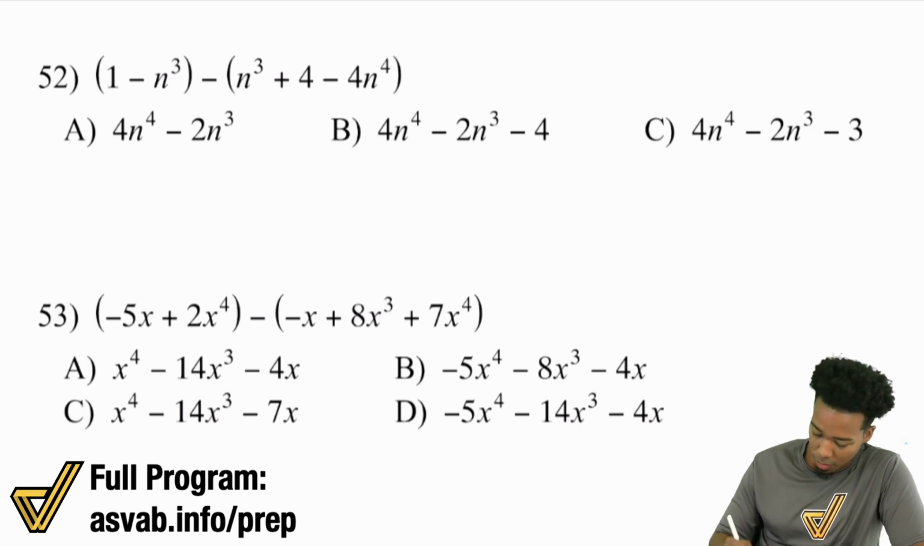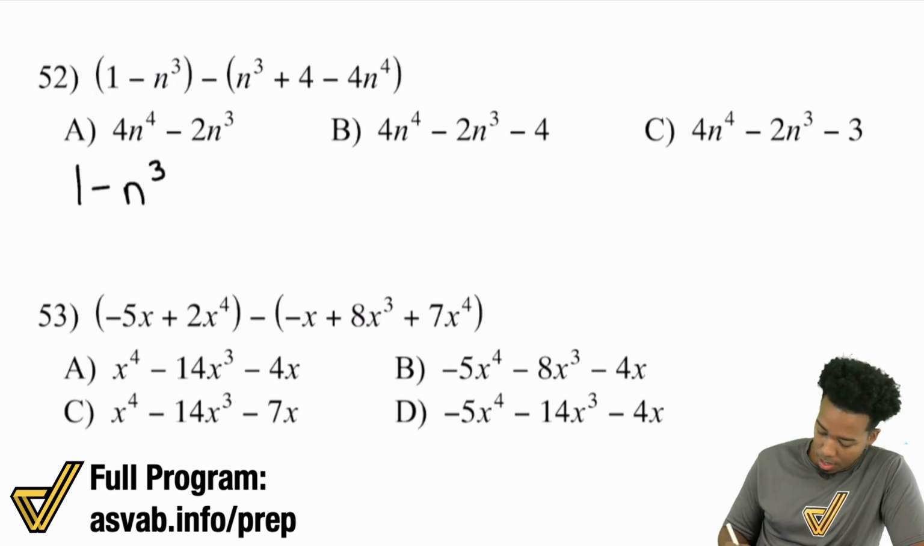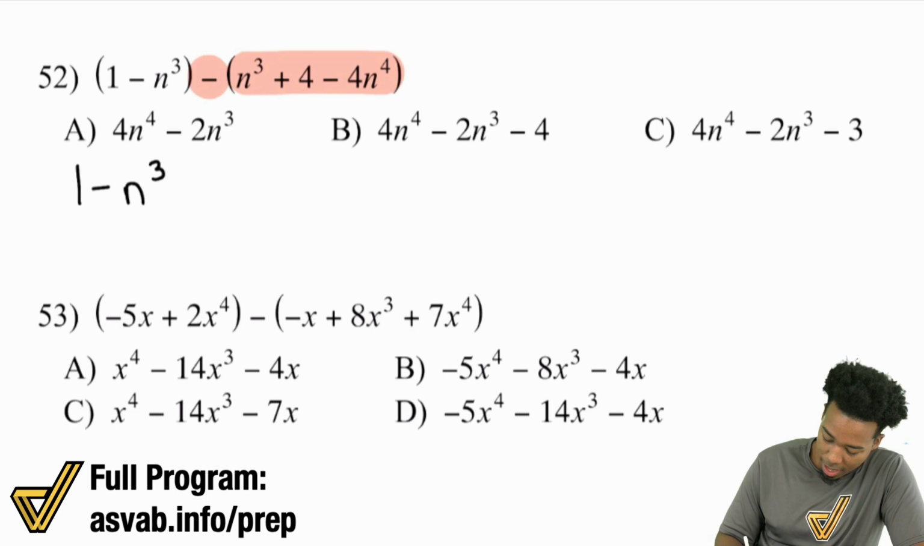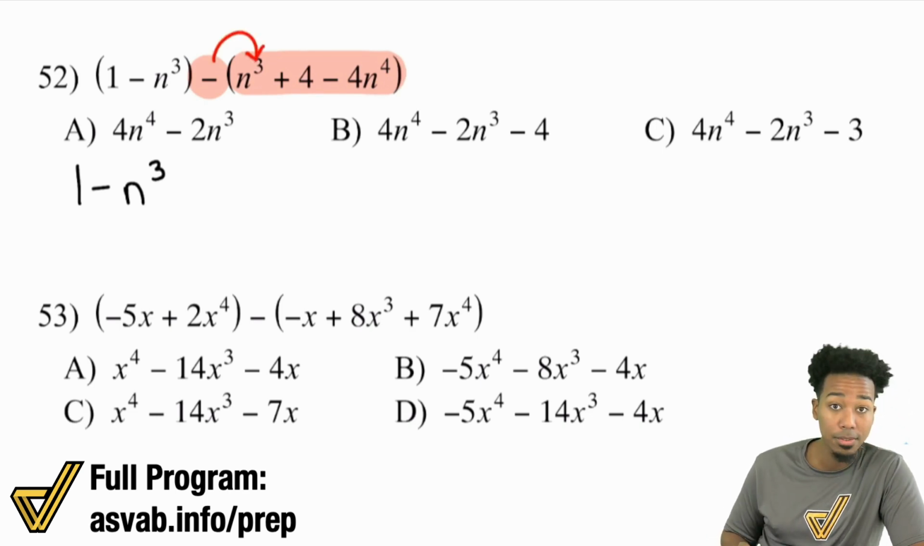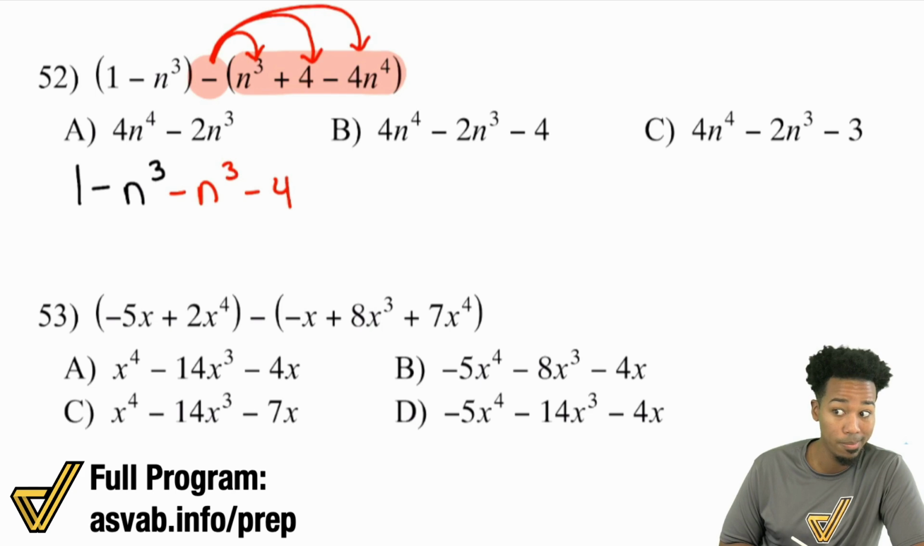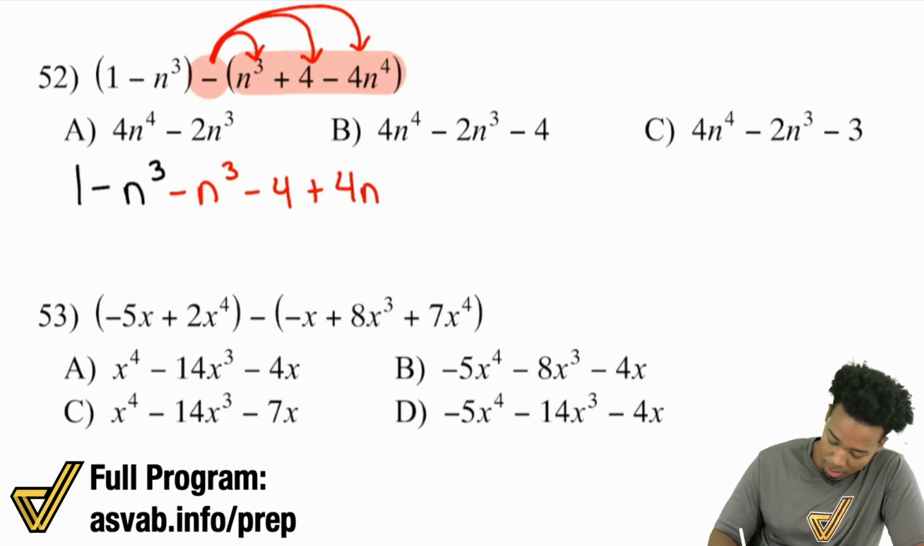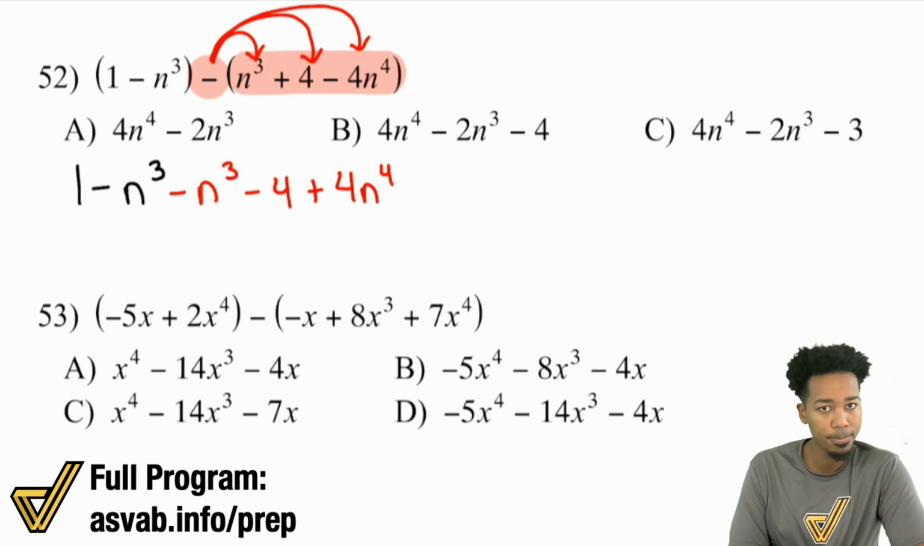So what we have going on over here is nothing stopping us here, so I can rewrite that. But over here, we do have a minus being distributed to everything inside here. So we do need to be careful here. So minus or a negative times n cubed is just going to be minus n cubed. Negative times a positive 4, well, that's going to be minus 4. Negative times a negative 4n to the power 4. A negative times a negative is a positive. So that'll be plus 4n to the power of 4. And there we have it.